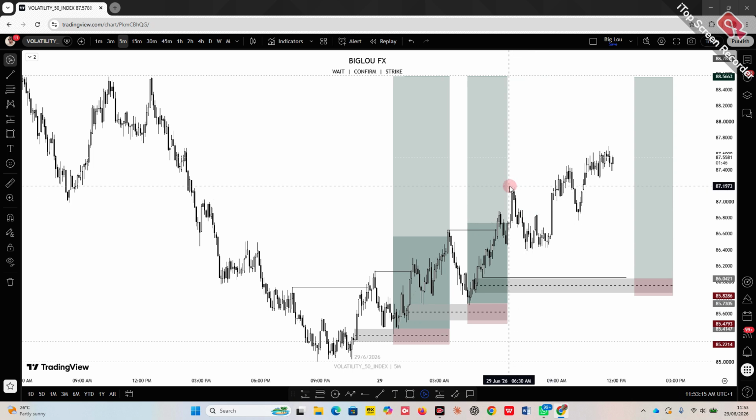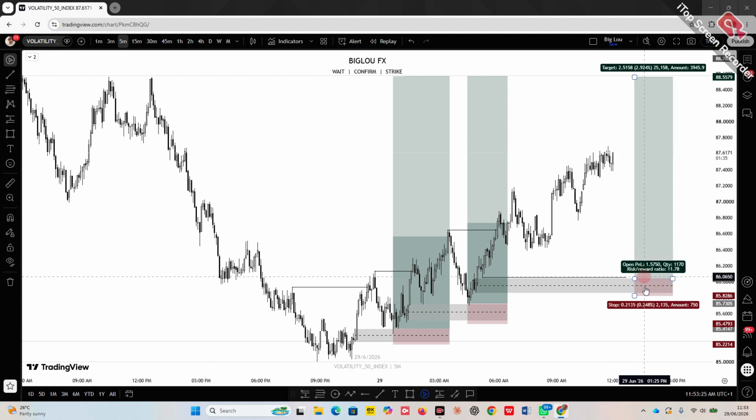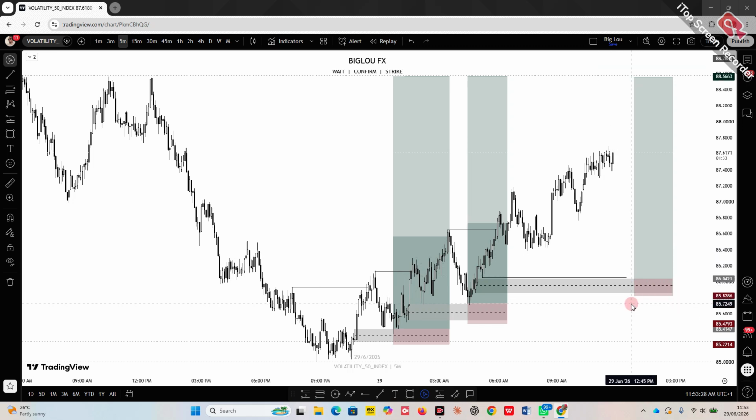This is a break of structure. So price was supposed to come down, clear this. All these things are inducement. Clear all of it. This is the extreme liquidity here, this extreme inducement here. So price is supposed to clear it. So I will just be patient and wait. In this market, you just have to be patient.